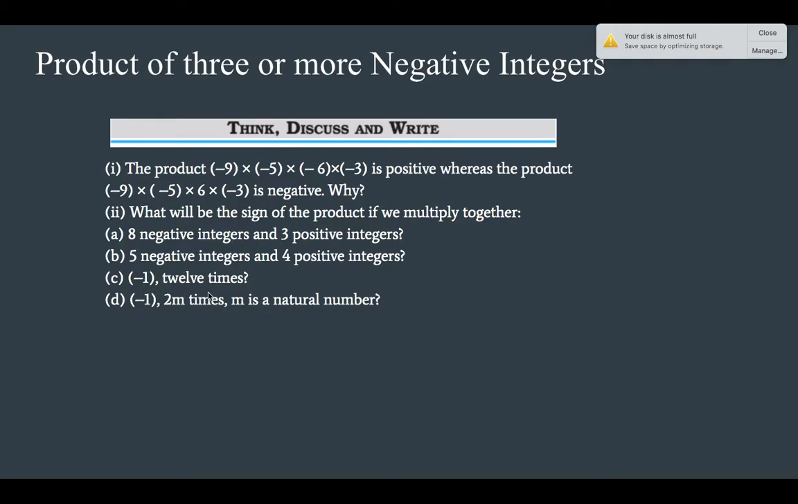Negative 1 multiplied 12 times will give plus 1, and negative 1 multiplied 2m times, where m is a natural number. Since m is a natural number, what does 2m mean? 2m will always be an even number. Because what are even numbers? Even numbers are numbers which can be directly divided by 2, or 2 is a factor of that number. So over here we can directly see that 2 is a factor of 2m. So it is an even number, and negative 1 an even number of times is positive 1.